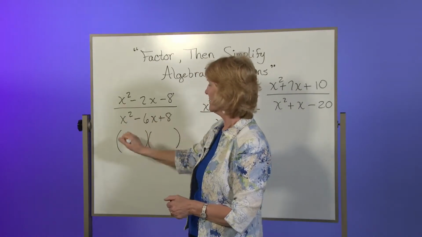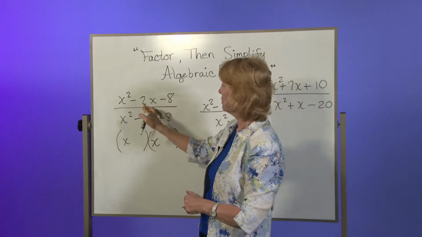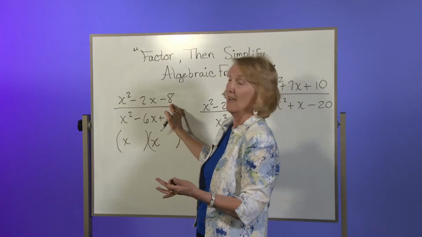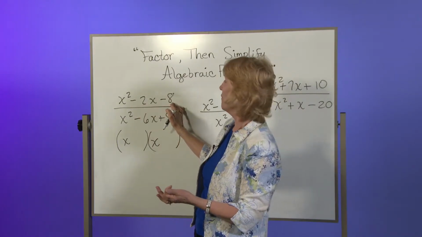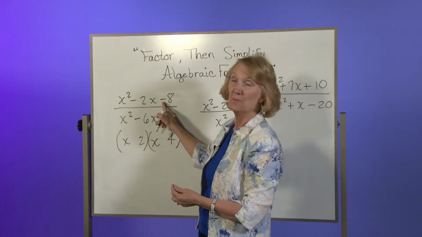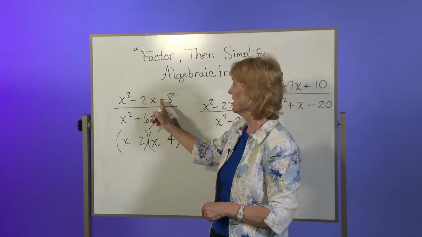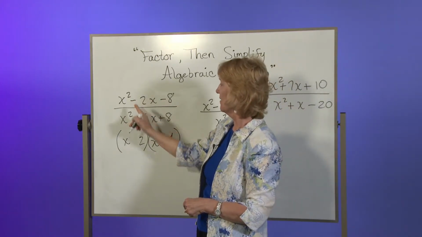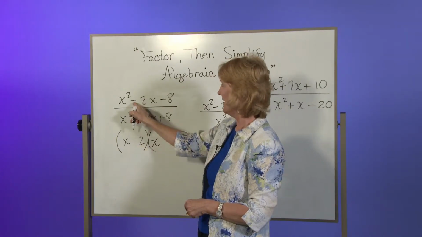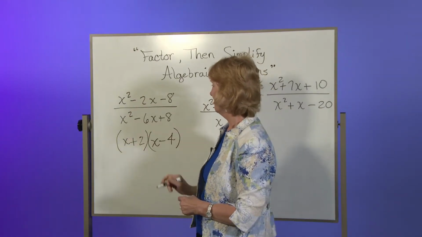We need x squared factored into x and x. 8 gets factored into two numbers. 8 is 1 and 8, or 2 and 4. 2 and 4 is what we need. They're going to multiply to give you a negative 8, which means one of them's negative and one's positive. You look at this sign. The bigger of these numbers has to have that sign. And then this will have the other sign.